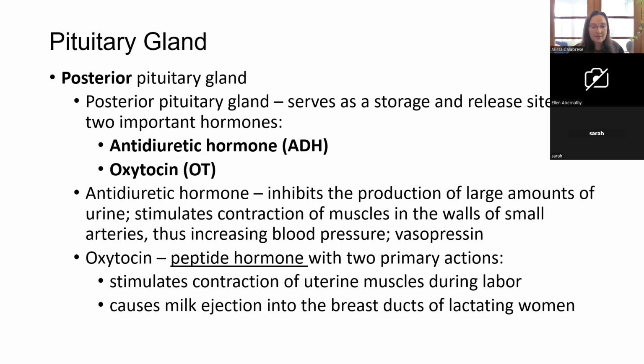Oxytocin has a bunch of different jobs. One of the main ones is to stimulate contraction of the uterine muscles during labor to help push the baby out. It also helps to release milk during nursing. And it also acts as sort of like a bonding hormone, creates attachments between mother and baby.